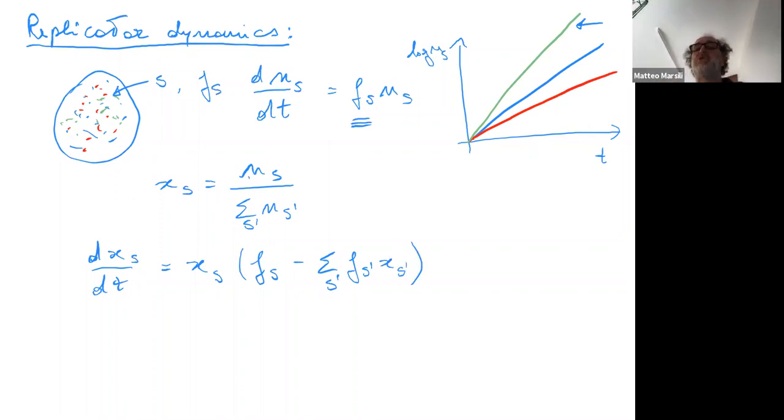Okay. So if your fitness is larger than the average fitness of the population, the fraction of individuals of this type will increase. If it is lower, then it will decrease. Okay. Is this clear for everyone? Okay, so I assume it is clear for all of you.